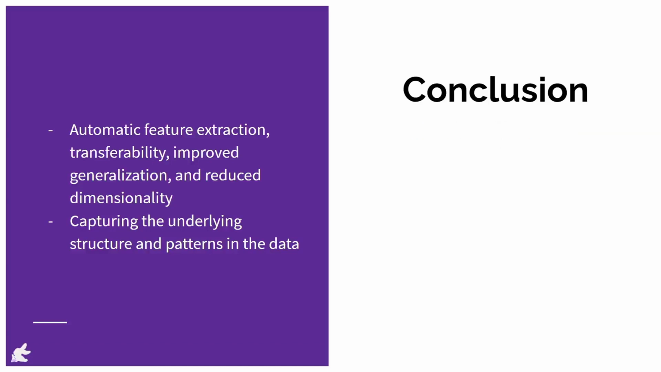Representation learning is an important approach in machine learning that focuses on automatically discovering meaningful patterns or features in data. It offers several benefits, including automatic feature extraction, transferability, improved generalization, and reduced dimensionality. By capturing the underlying structure and patterns in the data, representation learning enables machine learning algorithms to perform complex tasks more effectively.